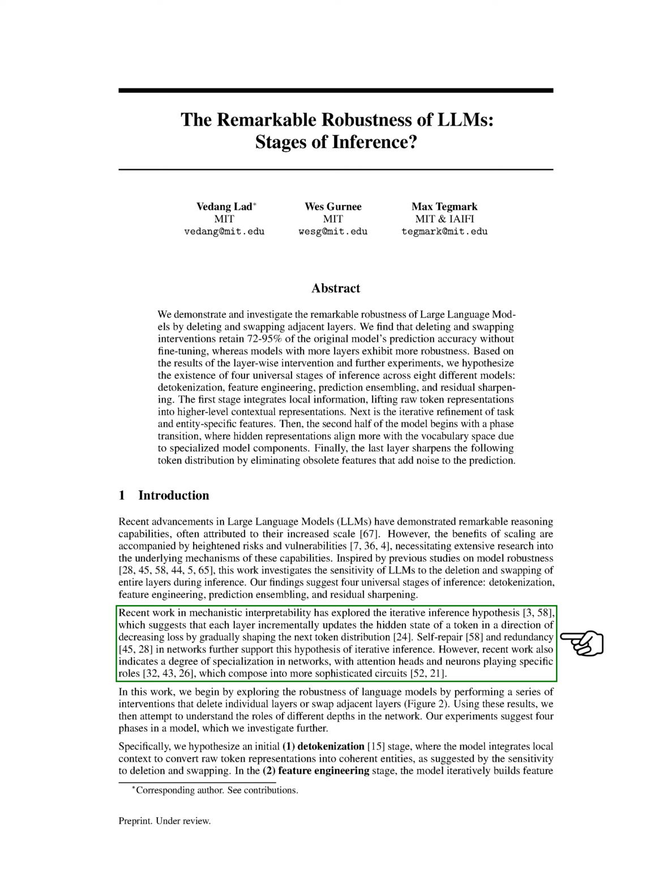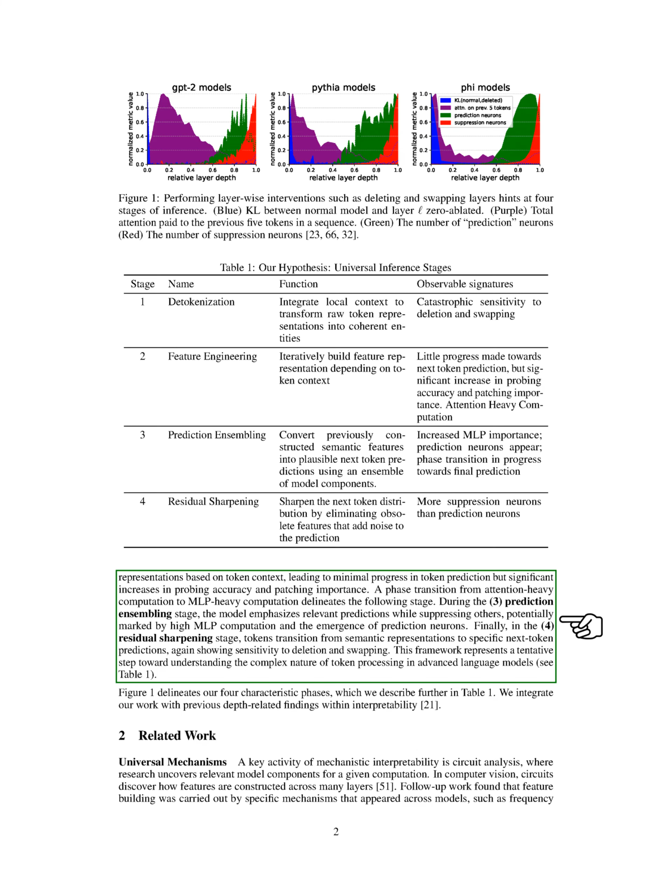We investigate the robustness of language models by deleting or swapping layers and analyze the roles of different depths in the network. Our experiments identify 4 phases in the model: detokenization, feature engineering, prediction ensembling, and residual sharpening. These phases show how the model processes tokens from raw representations to specific predictions. Our framework sheds light on the intricate token processing in advanced language models.